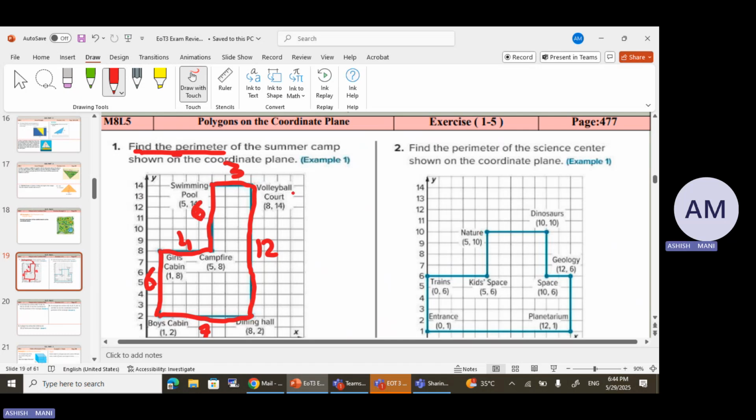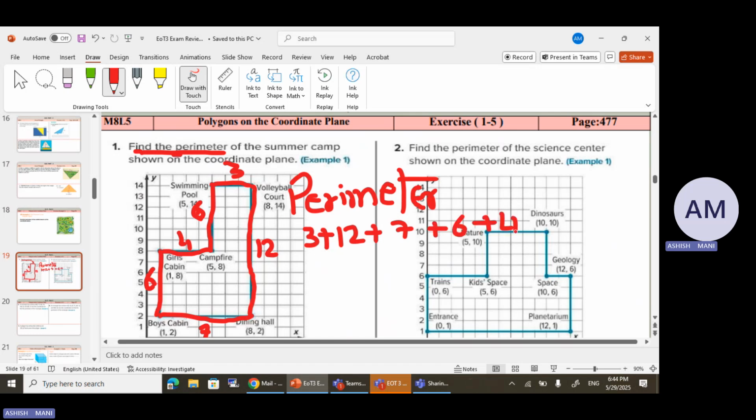Now the perimeter. When we have to find the perimeter, we have to add all the sides. That is 3 plus 12 plus 7 plus 6 plus 4 plus 6. So add all of this: 3 plus 12 is 15, 15 plus 7 is 22, 22 plus 6 is 28, 28 plus 4 is 32, 32 plus 6 is 38. So the perimeter of this figure is 38 units.